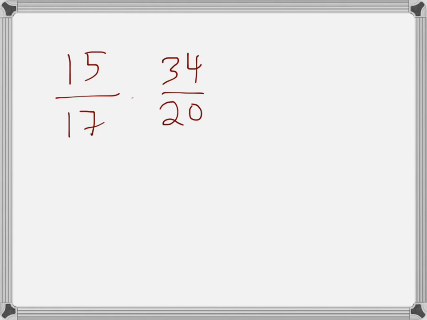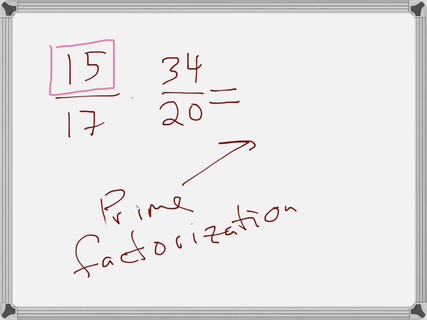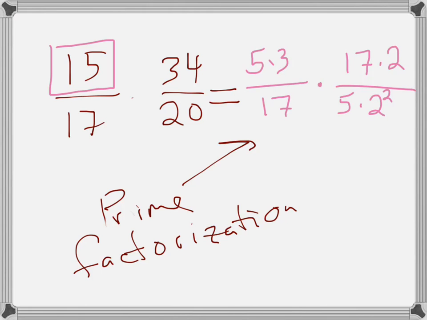So let's take a look at these two again, and let's do it in the really boring way. We are going to write the prime factorization. Alright, and now is the time where you can make fun of my handwriting. So, we're going to prime factorize every one of these. So 15 is 5 times 3. 17 is prime. And just remember that prime just means that we can't factor it anymore. And then 34 is 17 times 2 over 5 times 2 squared. Right? Because 5 times 4 is not prime, so we're going to write that as 2 squared.